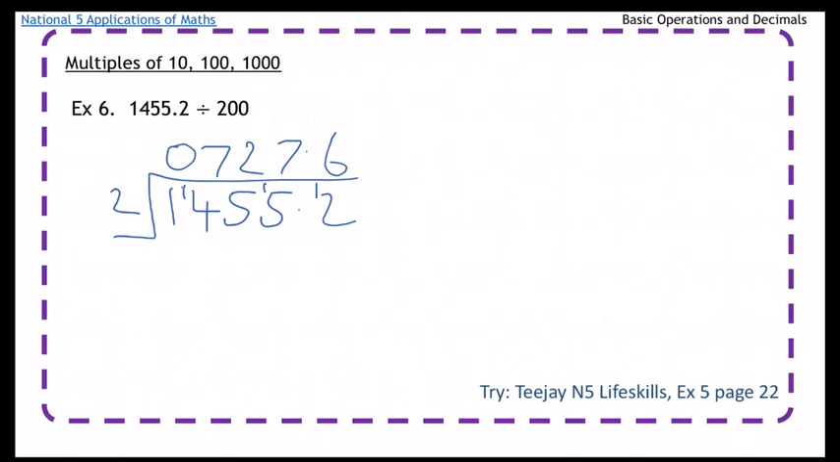Okay, so that's dividing by 2, and then I'm going to divide by 100. So we're going to move the decimal point 2 spaces to the left. So it's going to become 7.276.